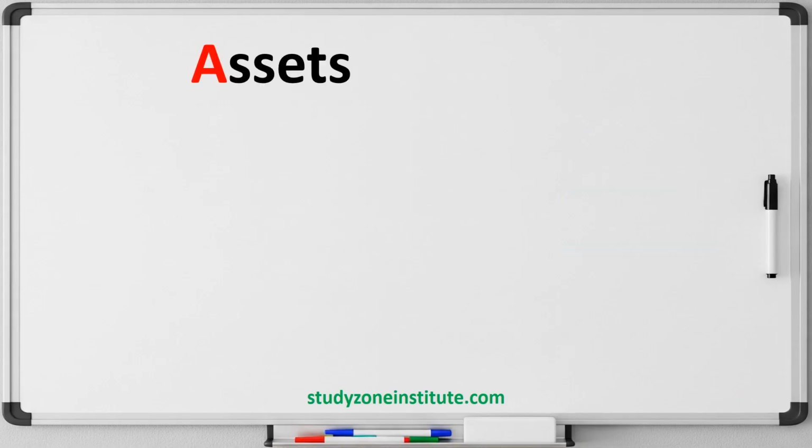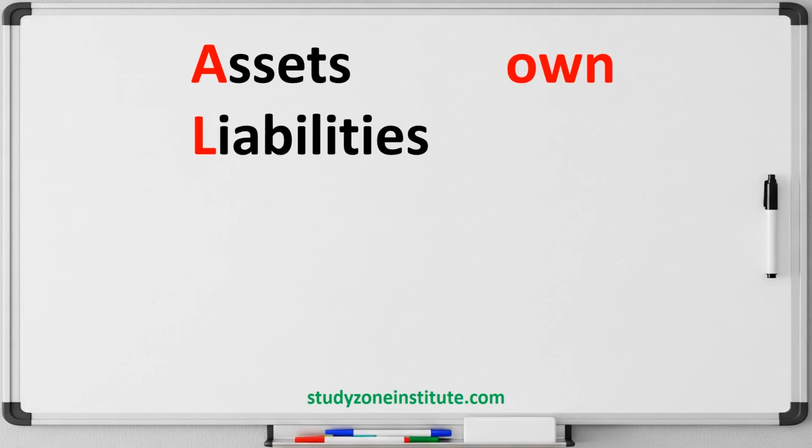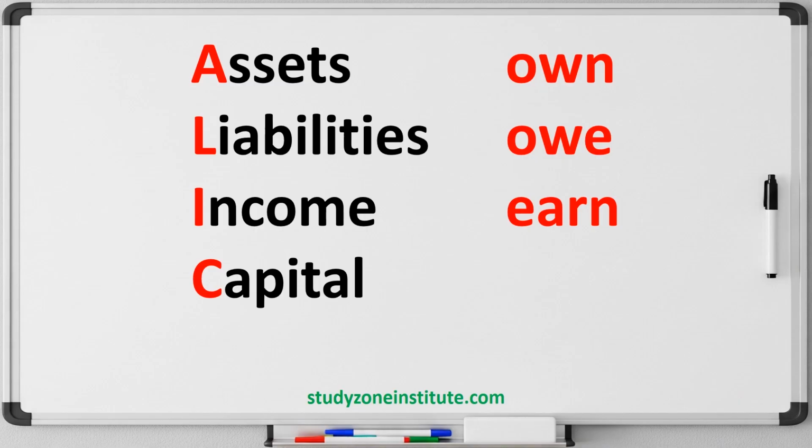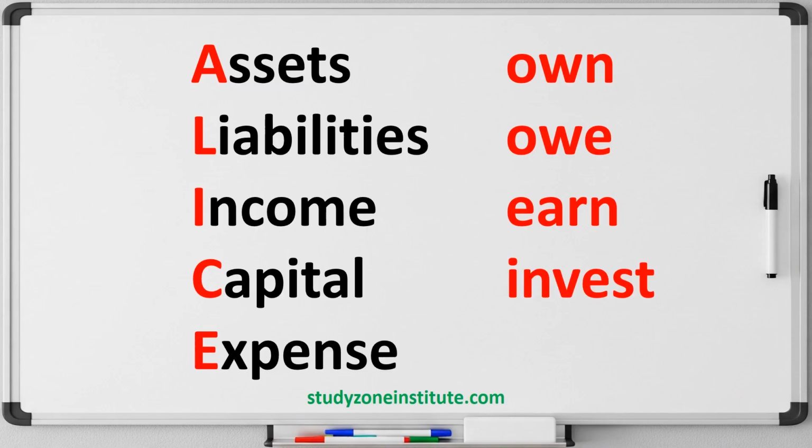A is for assets, everything a business owns. L is for liabilities, everything a business owes. I is for income, everything the business earns. C is for capital, everything the owner of the business invests. E is for expenses, everything the business incurs and has to pay for.